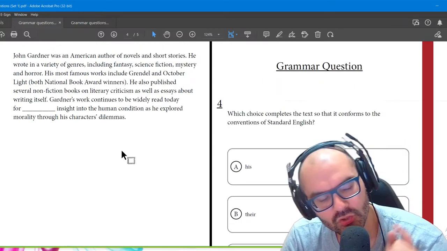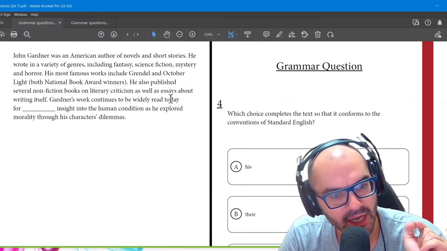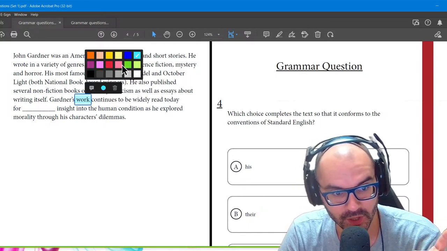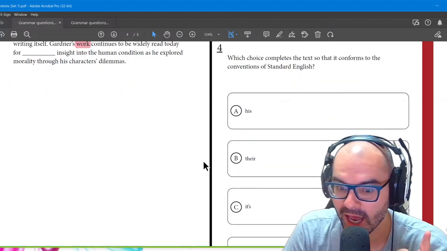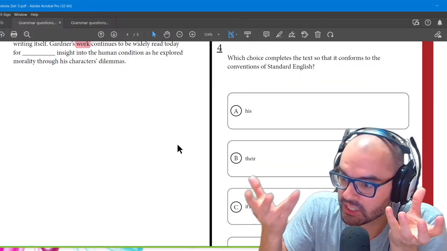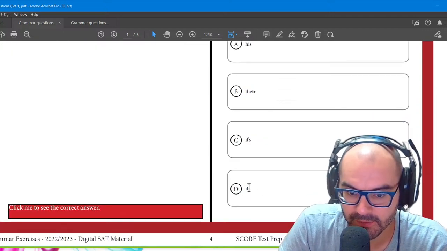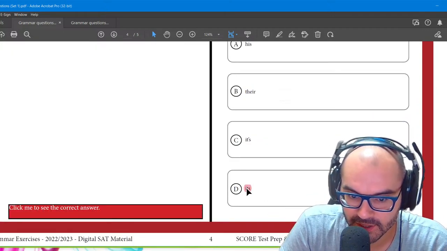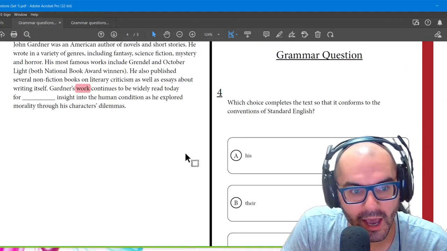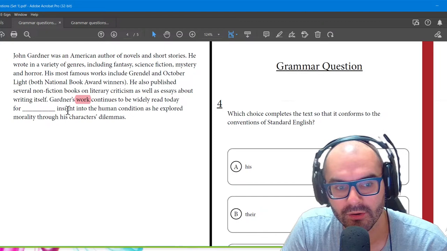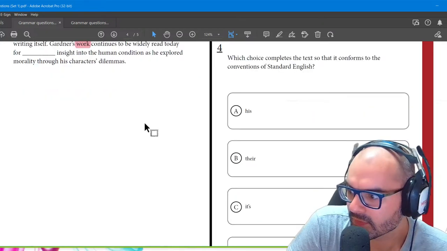Okay. So in this case, if I'm looking at Gardner's work, that is the thing that I'm referring to here, then I would say work is an it, and so I would use its without the apostrophe. That would be your best answer. So it should be D, yeah. Because we're talking about the insight of the work, right? So that's where that goes.